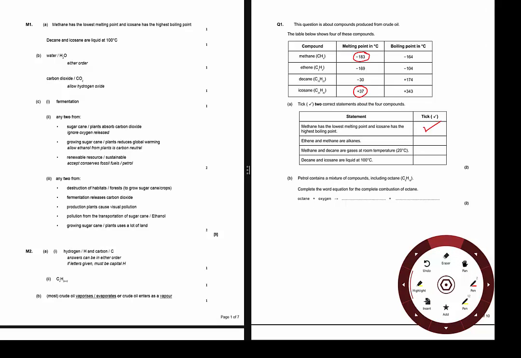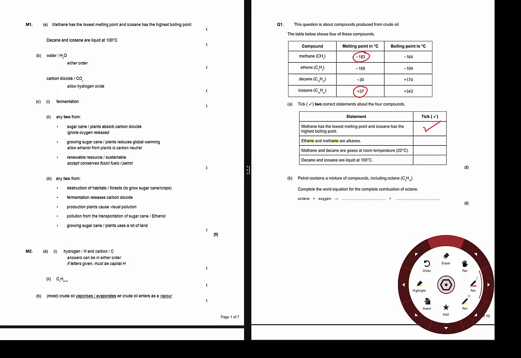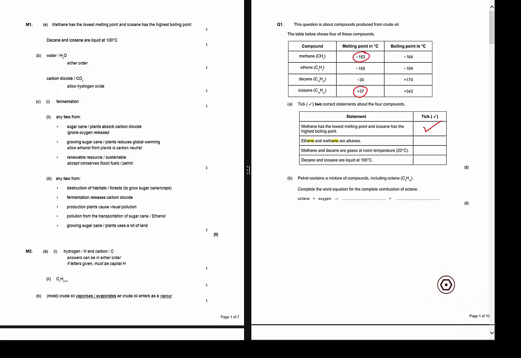The next statement says that ethene and methane are both alkanes. This one's incorrect. If we look at ethene, ends in ene, and methane, ane, means they're two different homologous series. Ethene is an alkene with a C double bond C. Methane is an alkane with a C single bond C.